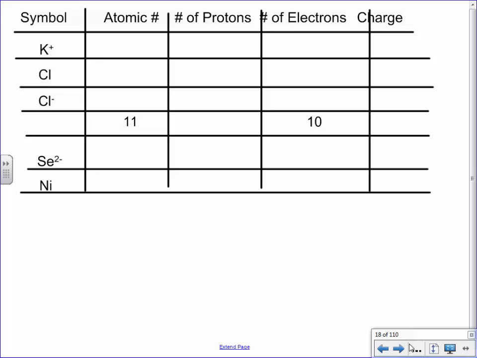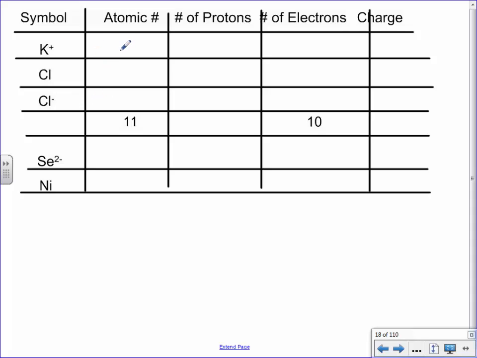Okay, so let's talk through this first one here. K plus. Right off the bat, how do I know whether it's an ion or an atom? The plus, right? Because look right below it. This chlorine right here doesn't have a plus, so I'd be referring to a chlorine atom, who is probably looking to gain an electron as soon as possible, right?